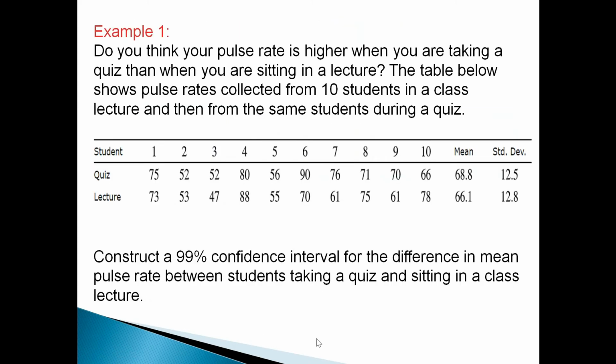Example 1. Do you think your pulse rate is higher when you are taking a quiz than when you are sitting in a lecture? The table below shows pulse rate collected from 10 students in a class lecture and then from the same students during a quiz. Notice how each case is producing two measurements. The question is, construct a 99% confidence interval for the difference in mean pulse rate between students taking a quiz and sitting in a class lecture.